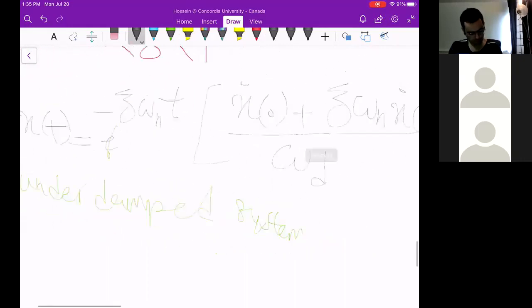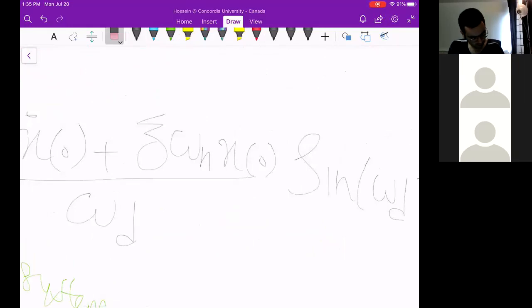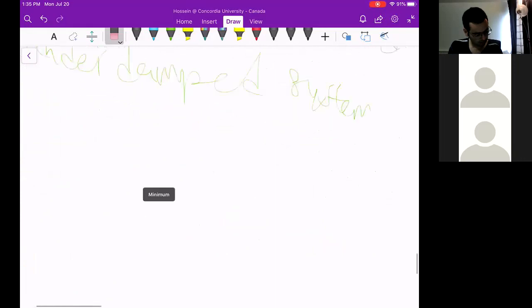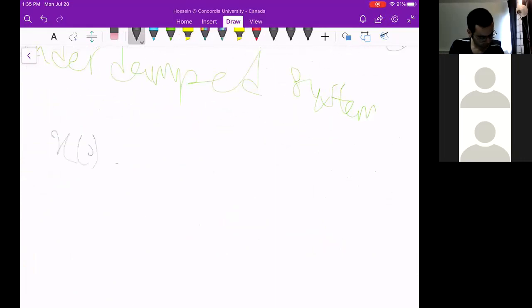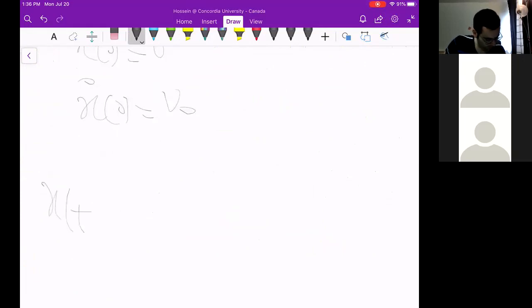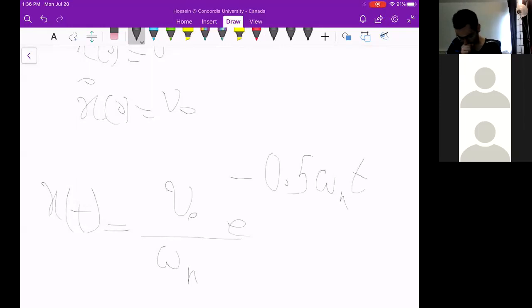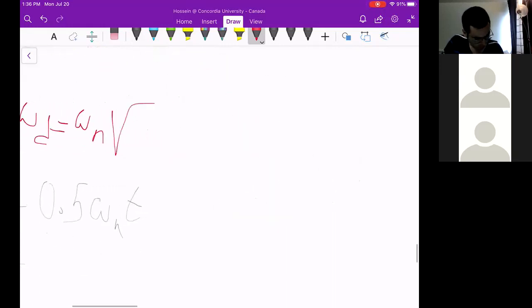So here I made a mistake here. So if I plug in initial condition to the response, therefore the solution would be x of t equals V naught over omega d, e to the minus zeta omega n t, sine of omega d t. Omega d you can calculate as omega n square root of 1 minus zeta squared.